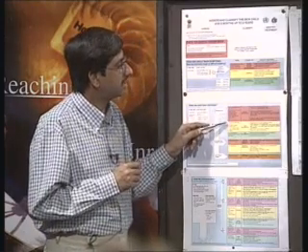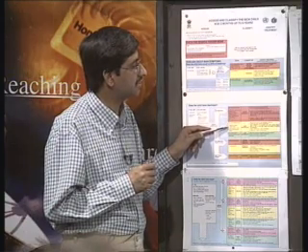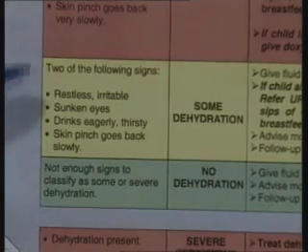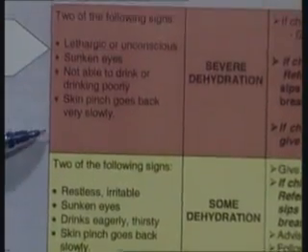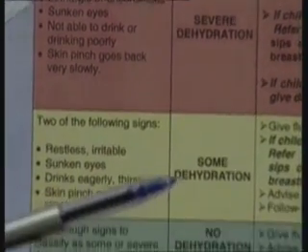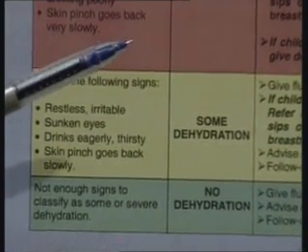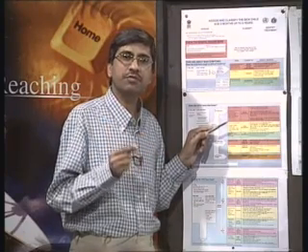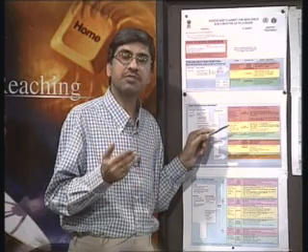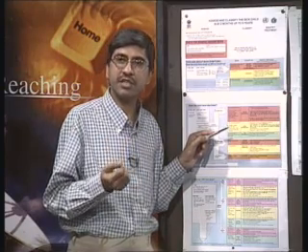After that we go to some dehydration. In this: restless or irritable, sunken eyes, drinking eagerly, and skin pinch going back slowly. Now here it was skin pinch going back very slowly. How to differentiate very slowly from slowly? If you pinch the skin and it returns to normal within 2 seconds, then it is called going back slowly. But if it takes longer, more than 2 seconds, then we call it going back very slowly.